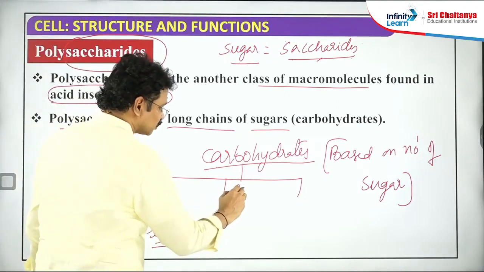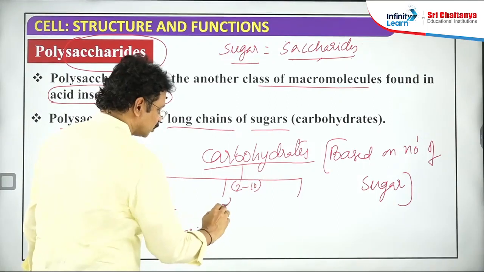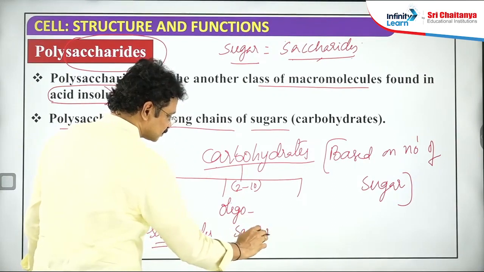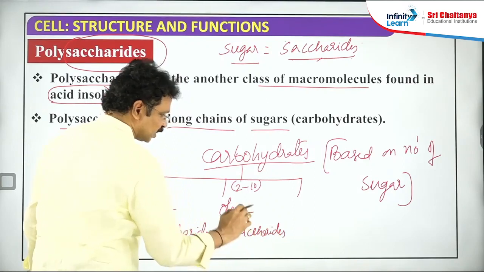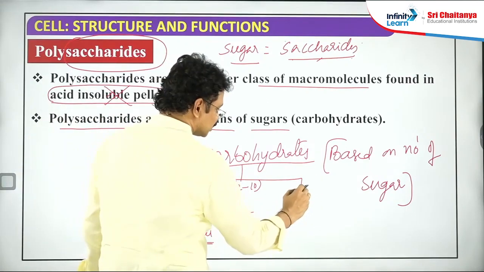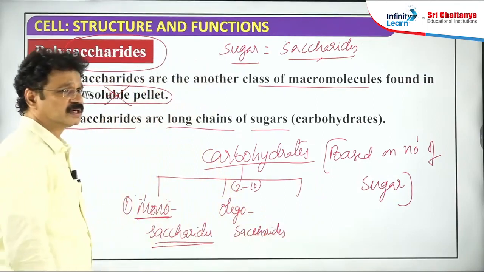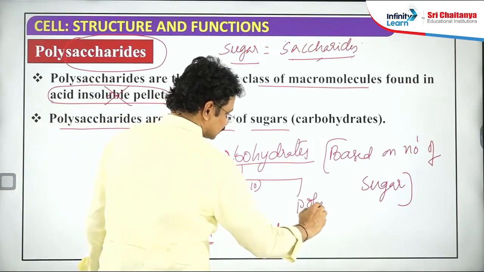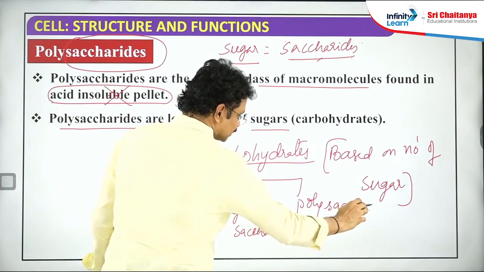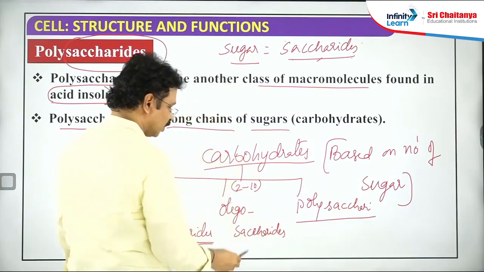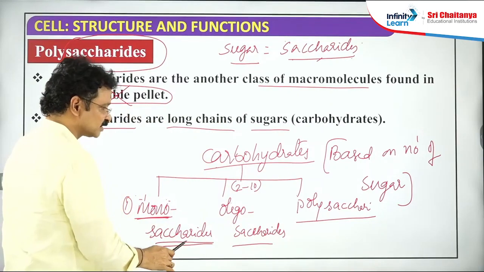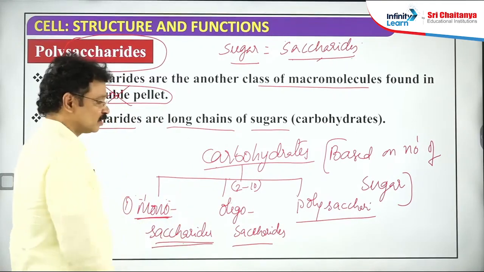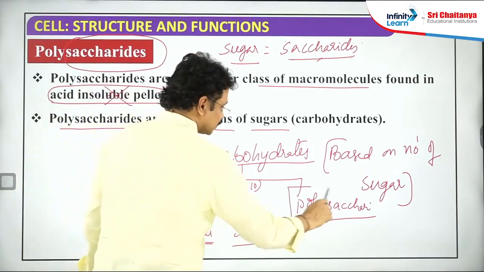If number of sugars are 2 to 10, such are oligosaccharides, O-L-I-G-O, oligosaccharides. If the number of sugars are more than 10, 20, 30, 40, 100, 1 lakh, 10 lakhs, such are polysaccharides. In our biology syllabus, only polysaccharides are included, but you have to learn about all the types, oligosaccharides, monosaccharides, in chemistry syllabus. In second year NCERT textbook, all these things are mentioned.